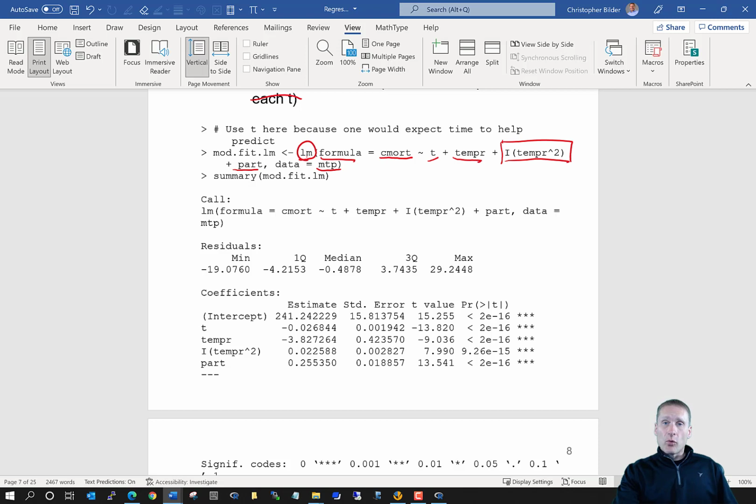So, to represent a squared term in a formula argument, you need to enclose it inside the I function, which stands for identity. Here's why. Let's say instead I had some variable we'll just call a, and I wanted to have a squared in the model.